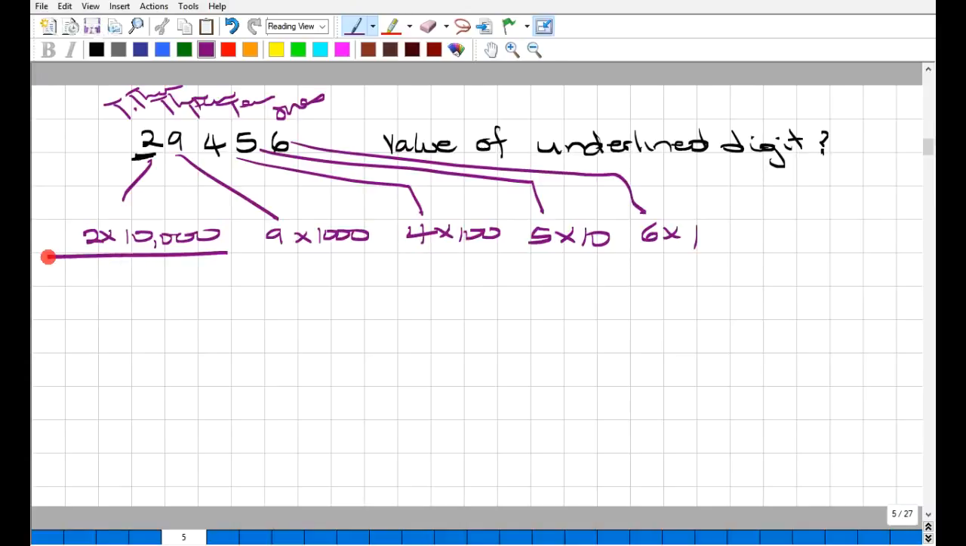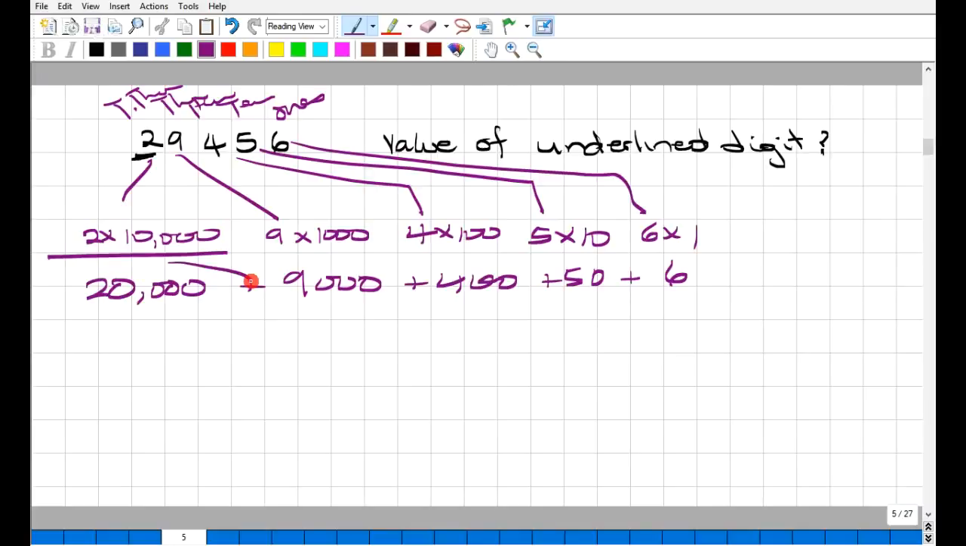So this is the one that they asked us. So 2 times 10,000 would be 20,000. 9 times 1,000 would be what? 9,000. 4 times 100, 400. 5 times 10, 50. And 6 times 1, 6. So this is the answer that we're looking for. Yes, sir.